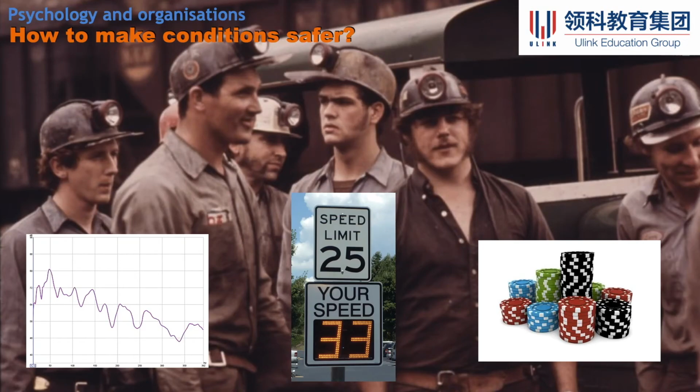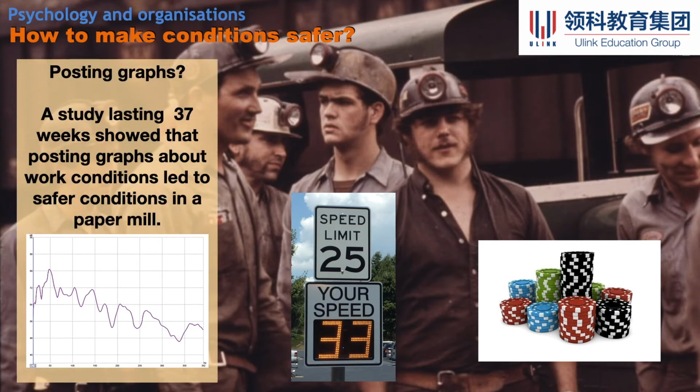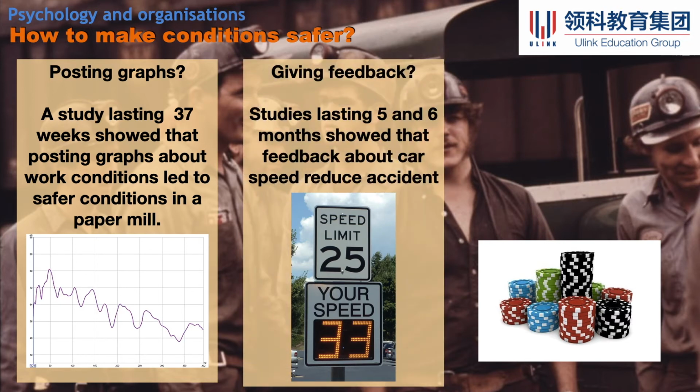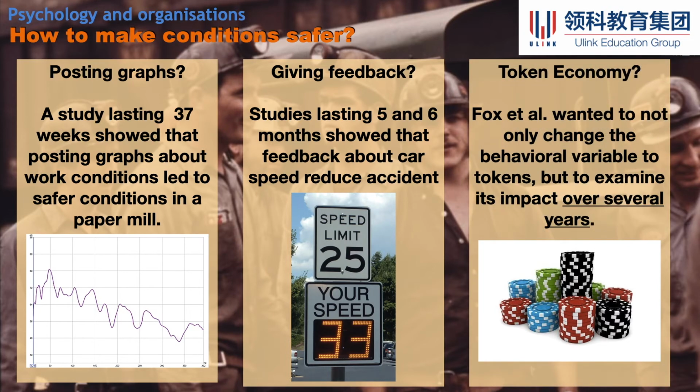Okay, the second portion of the syllabus has to do with making work conditions safer in a mining facility. So what are some ways that we can make workplaces safer? Well, we could post graphs that show how many incidents of disaster or accidents have happened recently. Or we could give feedback to people about how they're performing and if they're performing dangerously. Or what we're going to talk about in more detail is we could use a token economy to change behavior.